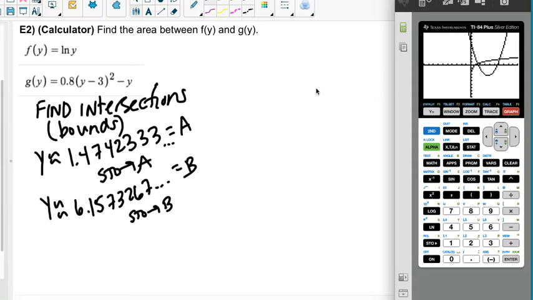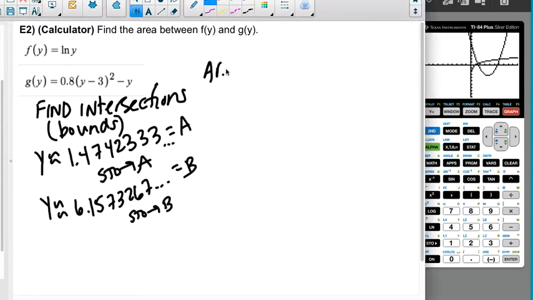So you can intuitively figure it out that way, but to be perfectly honest, it really doesn't matter, because remember, I'm allowed to use an absolute value. I'm allowed to say that the area is the integral from a to b of the absolute value of f of y minus g of y.